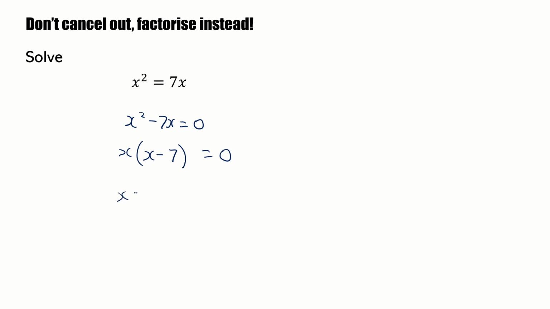Of course, you could continue on from there, set this factor x equal to 0, and then the other factor set equal to 0, solve both of them, and you get the final solutions x equals 0, x equals 7.